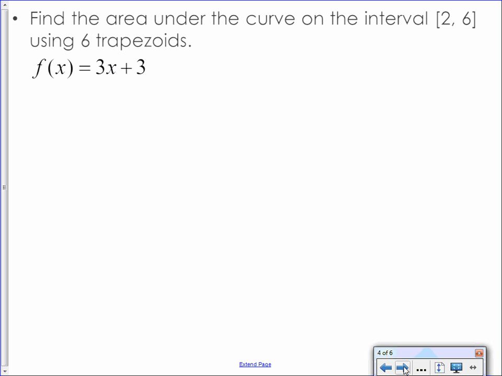Find the area under the curve on the interval 2 to 6 using 6 trapezoids. Our curve is 3x plus 3. Oh, and apparently I did not make this fit. Let's go 2 to 5. That way 6 trapezoids gives us nice values. Okay. So what is our graph? We just have a line, correct?